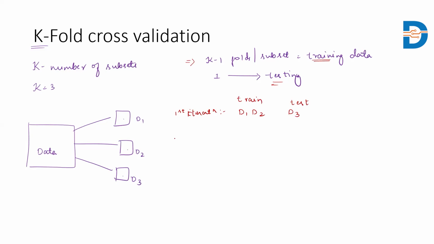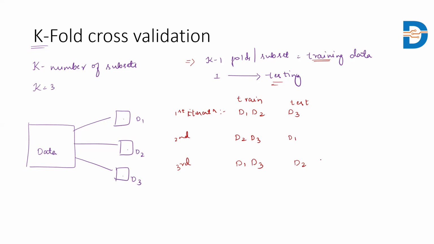Okay, in the second iteration, what will happen? K minus 1 again. 1 and 2 is already taken in train. Now, data set 2 and data set 3 will act as the train data. Data set 1 acts as the test data. Now, in the third iteration, what will happen? Data set 1 and 3 will act as the train data. Data set 2 will act as the test data.